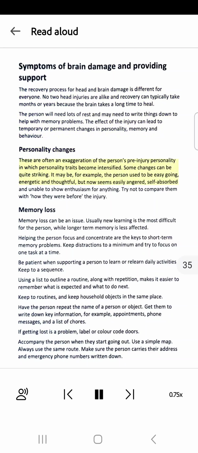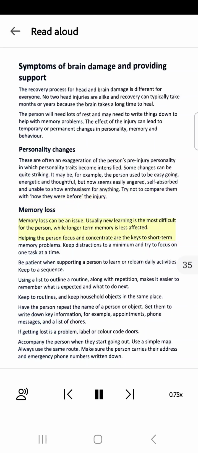Personality changes. These are often an exaggeration of the person's pre-injury personality, in which personality traits become intensified. Some changes can be quite striking. It may be, for example, the person used to be easygoing, energetic and thoughtful, but now seems easily angered, self-absorbed and unable to show enthusiasm for anything. Try not to compare them with how they were before the injury.